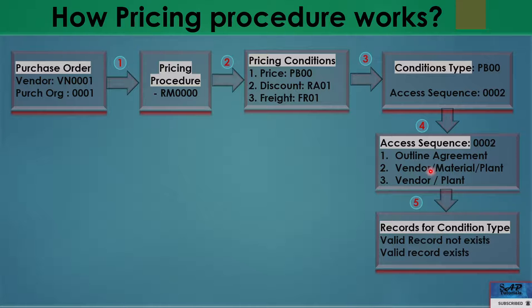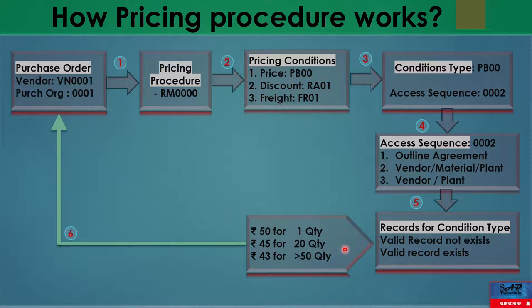Once we go through the access sequence, depending on the condition access sequence there will be condition records, and from that condition record, the system will identify the appropriate condition and what price is maintained in that condition. The system will return that price to the purchase order for that particular condition. It's not that this price will be applicable for all conditions. Here I have taken the example of one condition, that is PB00 or gross price. So this is how the overall price works.